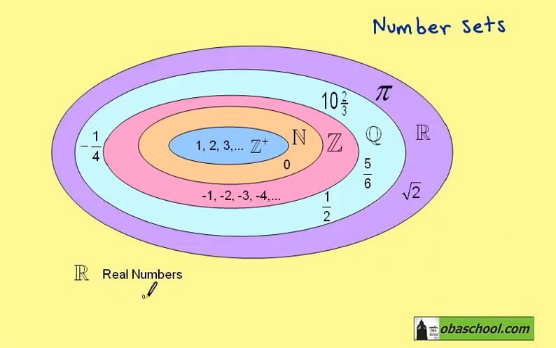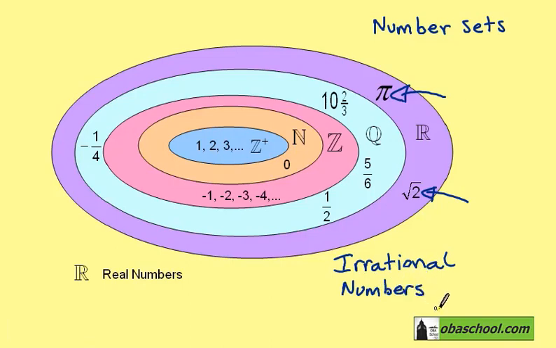The final set under discussion here is the set R of real numbers. The real numbers contains all of the positive and negative integers, all of the fractions, plus numbers such as root 2 and pi, which are irrational numbers. The word irrational in this sense means a number which cannot be expressed as a fraction. Irrational cannot be expressed as a ratio, and another word for ratio is of course fraction.